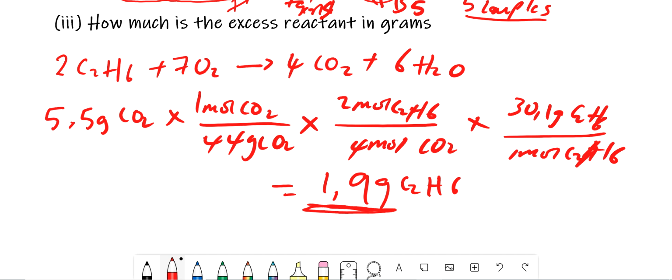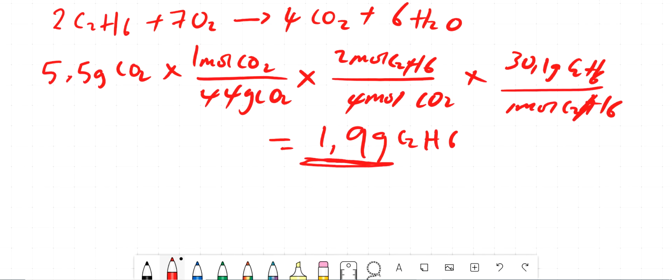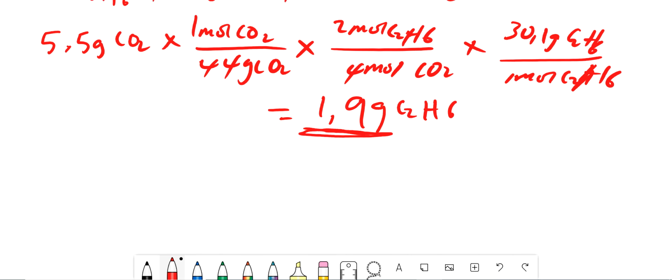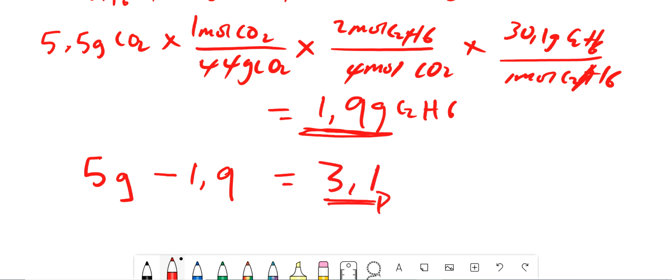In the combustion engine, how much did they put? They actually put 5 grams. So how much will remain, which is the excess? We subtract the amount that is going to react, which is 1.9, so the excess will be 3.1. So 3.1 grams is going to be the excess. In that previous example, that means it's going to be the girls.